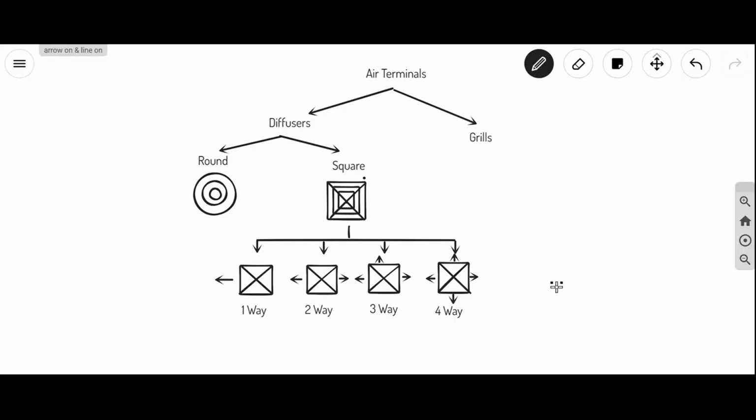So two-way we use in applications like corridors where the length is very long and width is very small. So at those conditions we use two-way. And in every regular application we use four-way. So grills are in rectangular or linear shape.